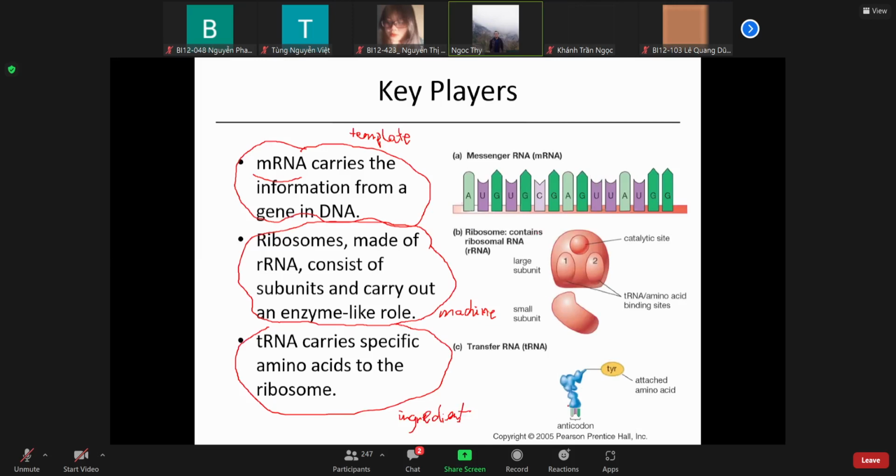So the tRNA here has a shape of a three-leaf clover, and in one direction it has an anticodon, a trinucleotide that binds to the template here, and at one end it's attached to an amino acid. The ribosome, which plays a role as the machine to synthesize the polypeptide here, has two subunits. We call them a large subunit and a small subunit.